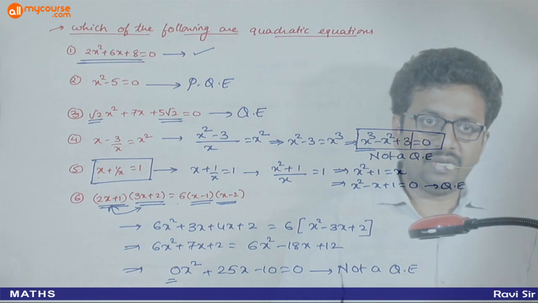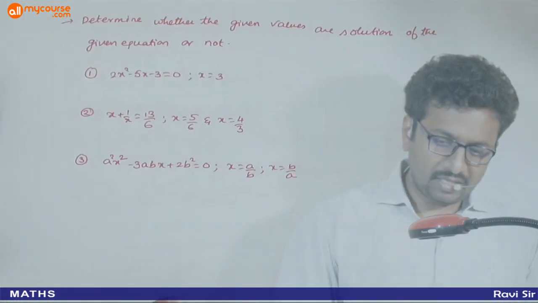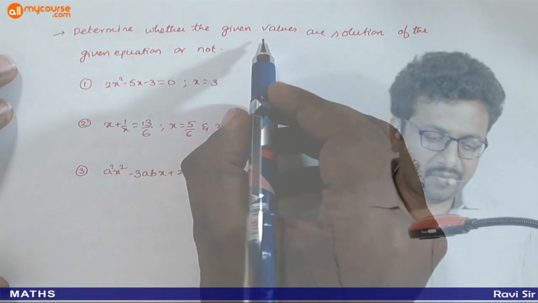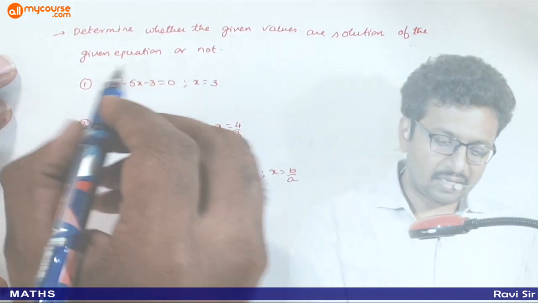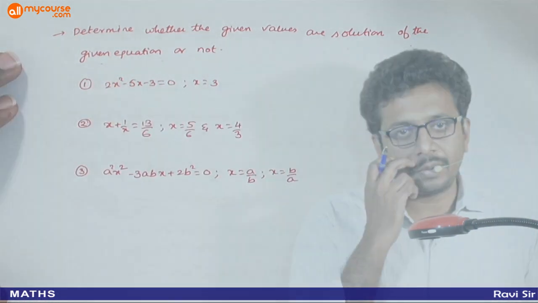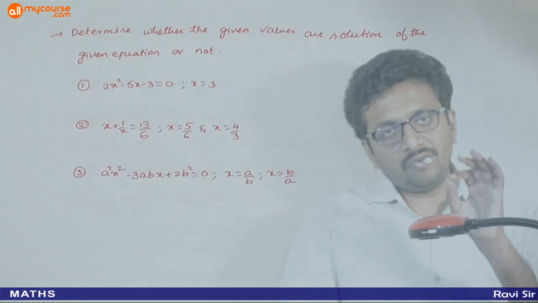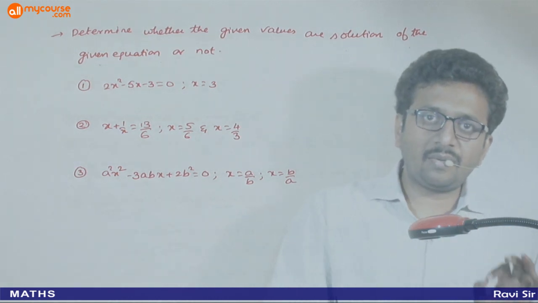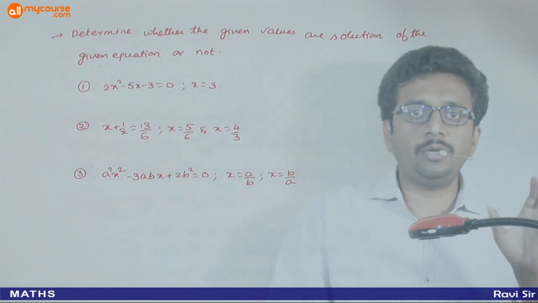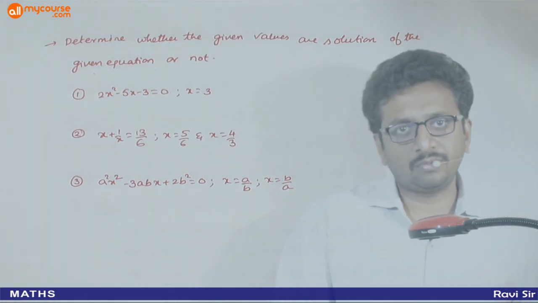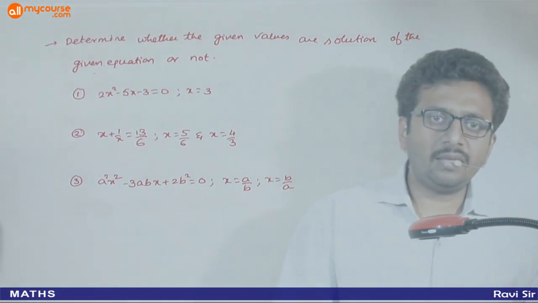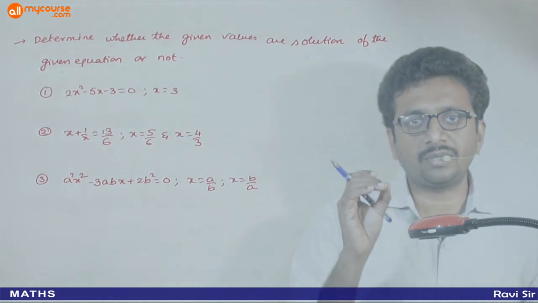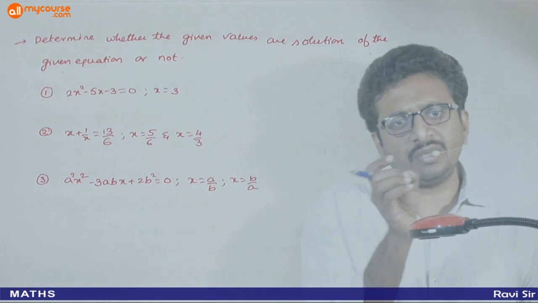Next, if you take this set of questions, determine whether the given values are a solution to the quadratic equation or not. You are given a quadratic equation and you are given a solution. You are asked to check whether the given value of variable is a solution to this quadratic equation or not. So what is the logic? If the given value of variable is a solution to the quadratic equation, it has to satisfy the equation.